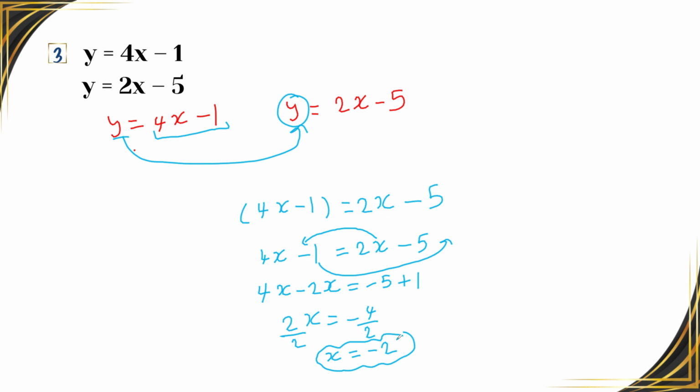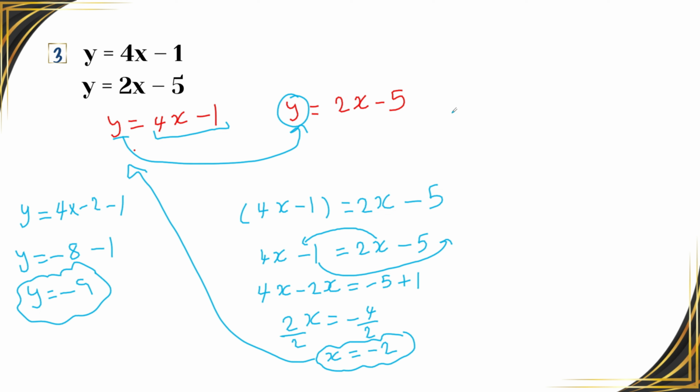Now we need to find the second variable, y. How can we find it? By substituting in this equation. y equals 4 times x. x here is negative 2, then we write negative 2 minus 1. y equals 4 times negative 2, which is negative 8, minus 1. Then y equals negative 9.